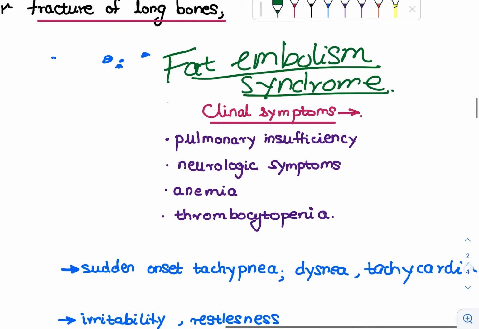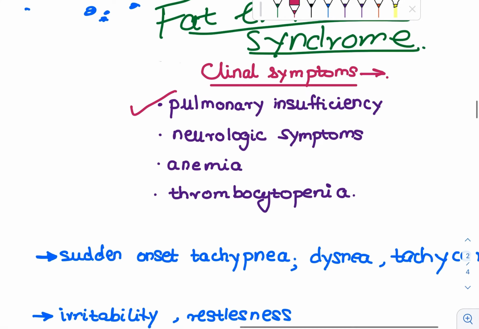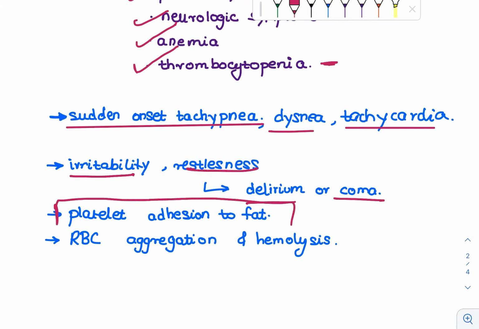These are the clinical symptoms of fat embolism syndrome. There is pulmonary insufficiency, neurological symptoms, anemia, and thrombocytopenia. Pulmonary insufficiency can be seen by sudden onset of tachypnea, dyspnea, and tachycardia. Neurological symptoms include irritability, restlessness, delirium or coma, and thrombocytopenia is due to platelet adhesion to fat.